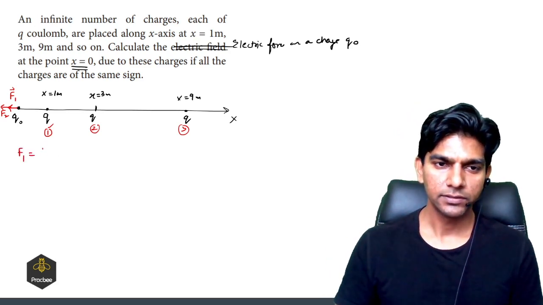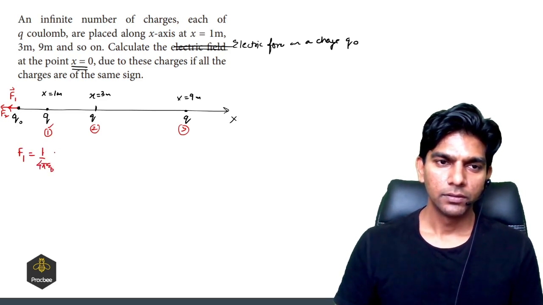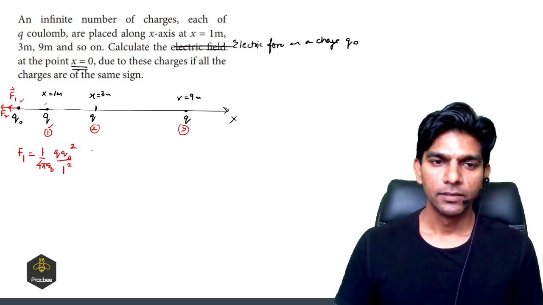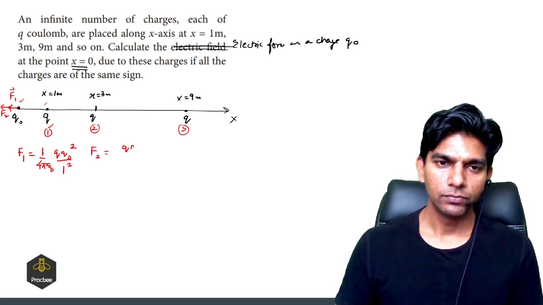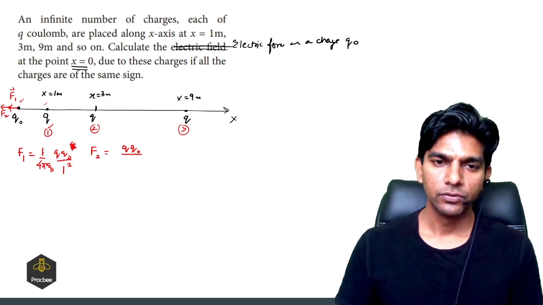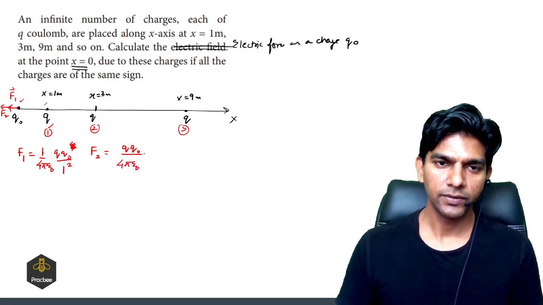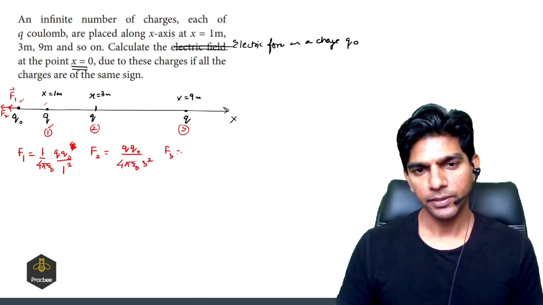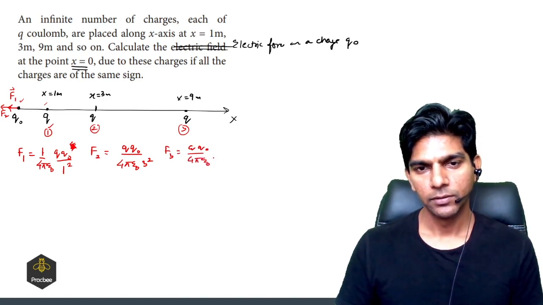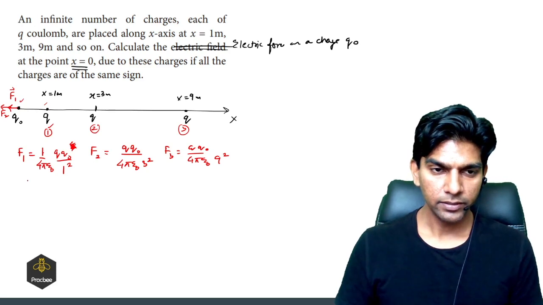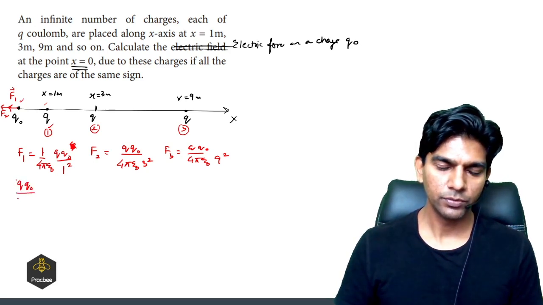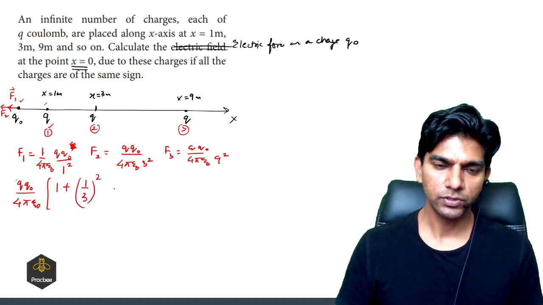So F1 is 1 by 4 pi epsilon naught q naught q divided by the square of the distance between the two charges, that will be 1 square, right? Similarly, F2 will be q naught q divided by 4 pi epsilon naught, and here we have 3 square. And then F3 will be q naught q upon 4 pi epsilon naught, 9 square. Okay, so we can simply add them. So q naught q upon 4 pi epsilon naught will be common, and we will get 1 plus 3 square plus 9 square, and so on and so forth.